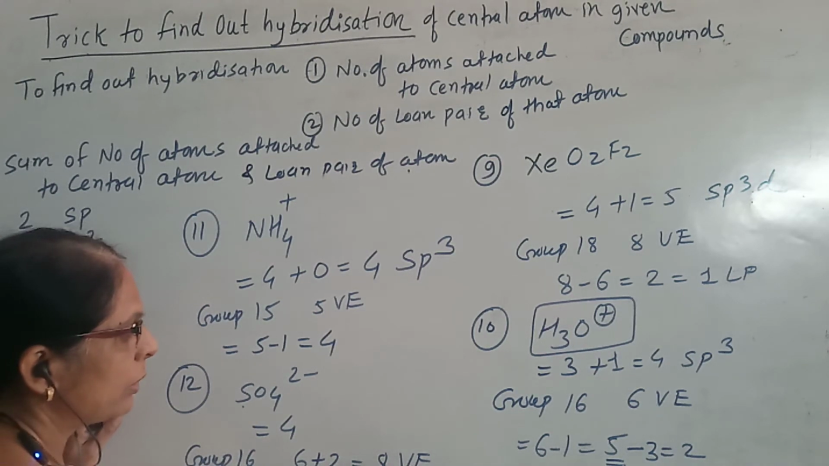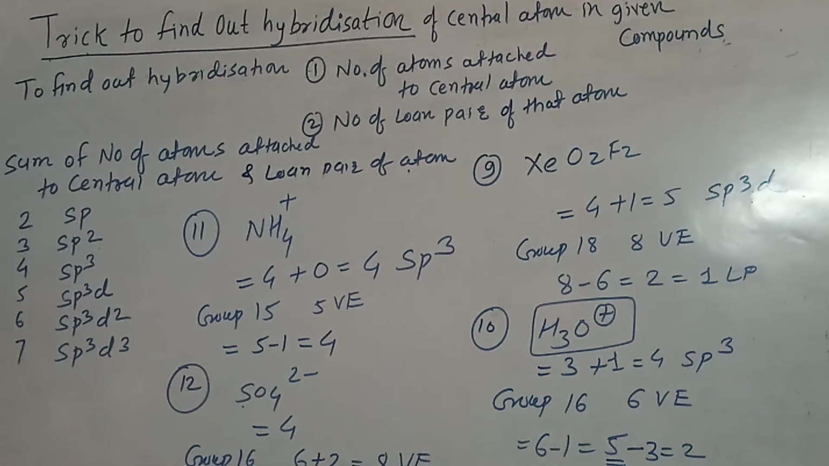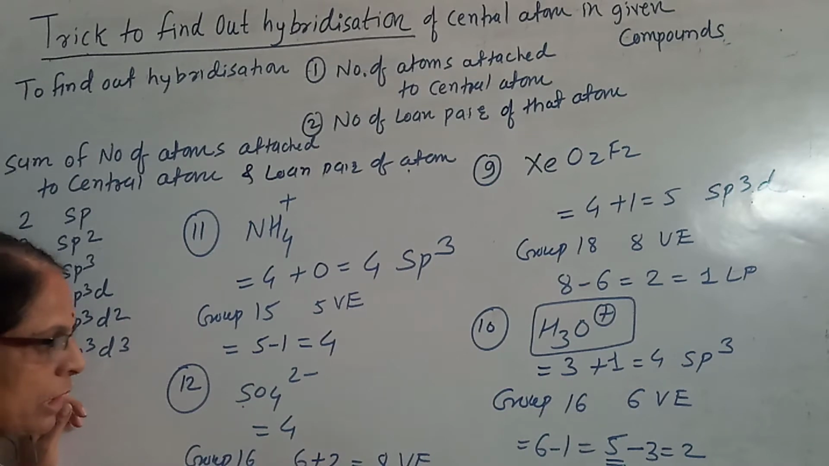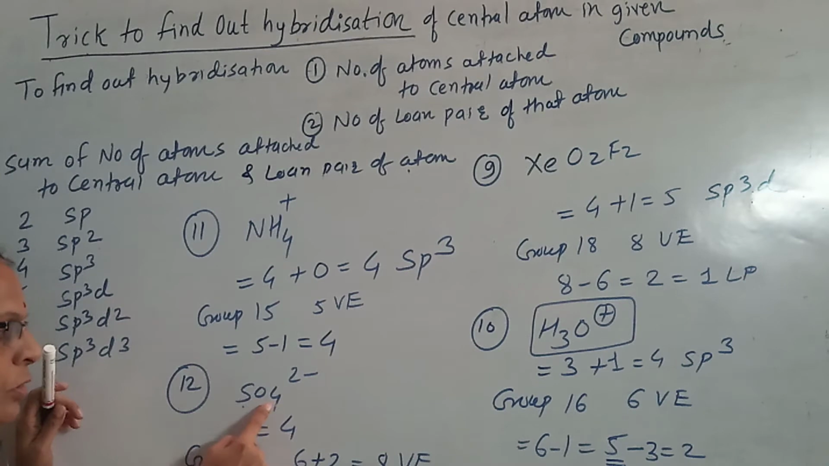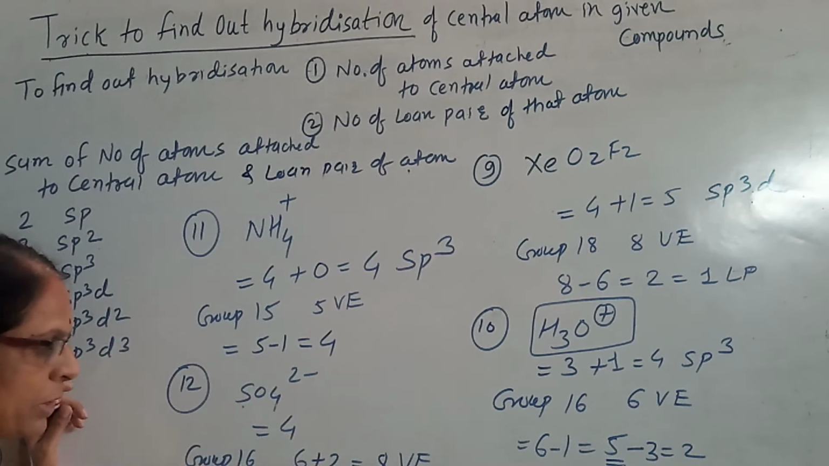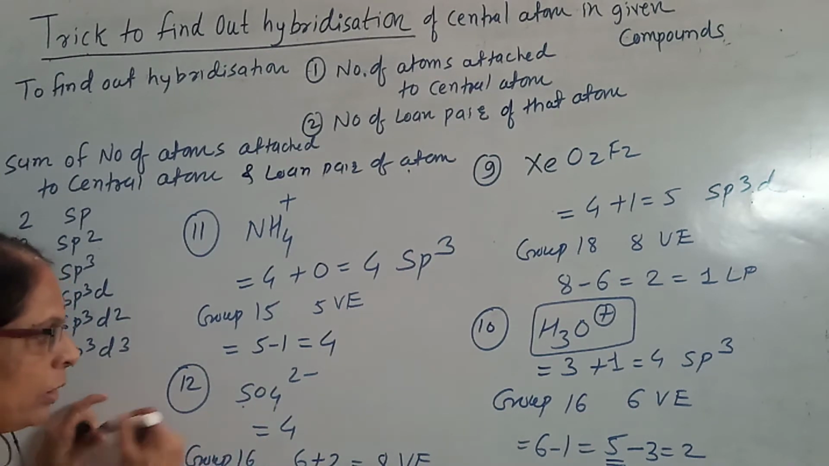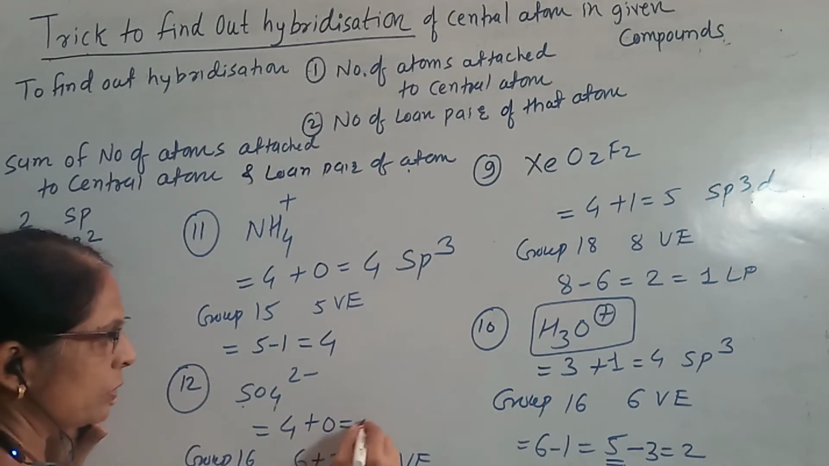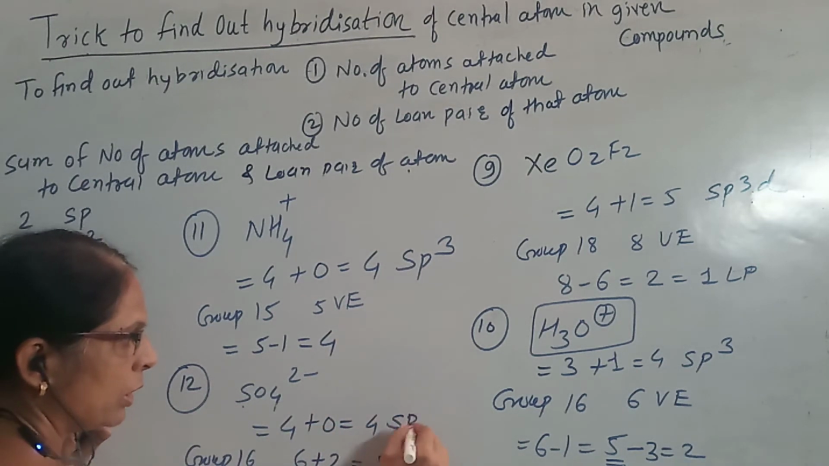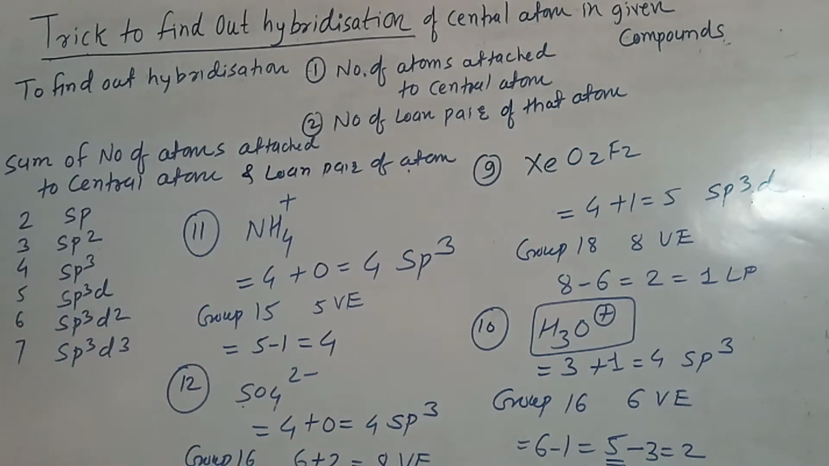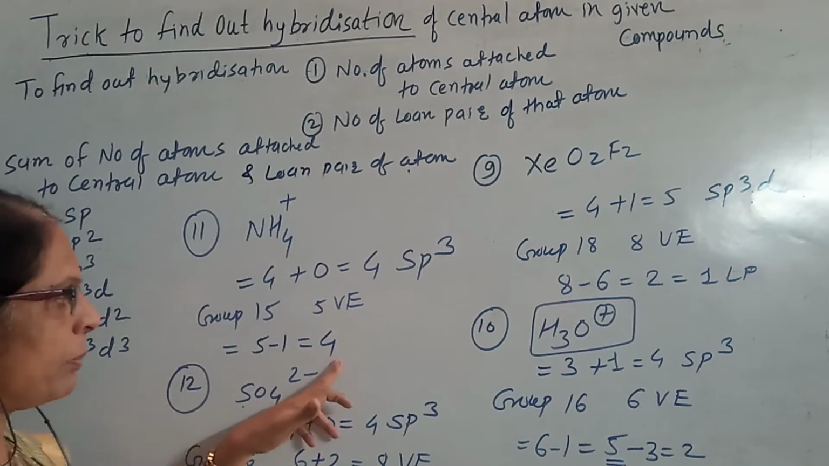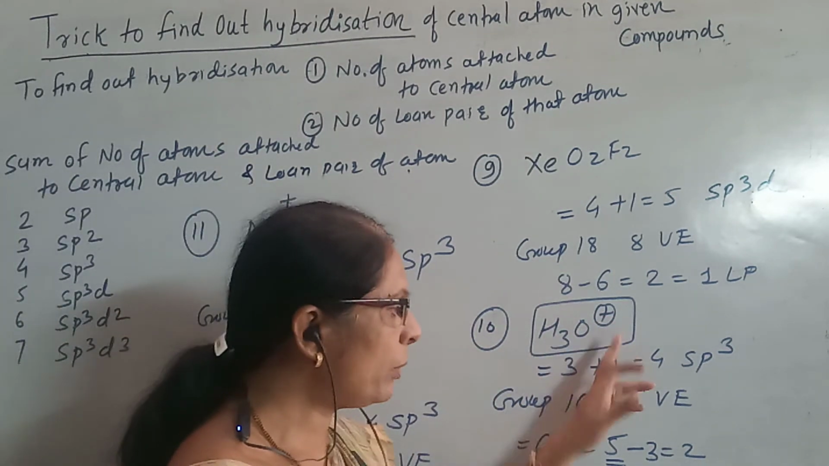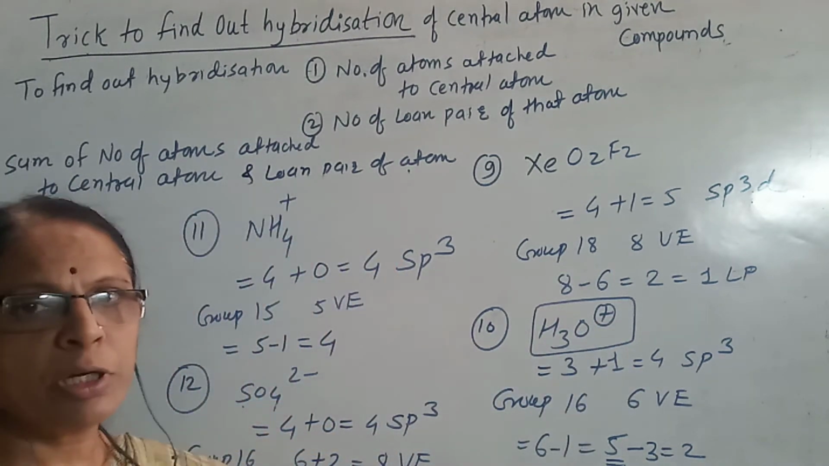Remember, I can repeat. Though sulfur is a group 16 element, it has a -2 charge, so 6 plus 2 is 8. It has 8 valence electrons, and oxygen is divalent. They are 4, so 4 into 2, 8, and 8 are busy in forming the bond, so it has 0 lone pair. So for sulfate, 4 plus 0 is 4. Remember, the sulfate ion is also an example of sp3 hybridization. The ammonium ion is also an example of sp3 hybridization. The hydronium ion is also an example of sp3 hybridization.